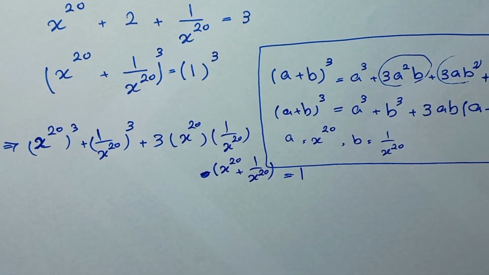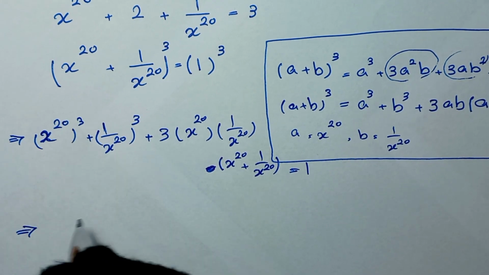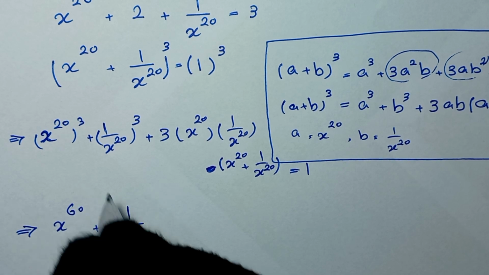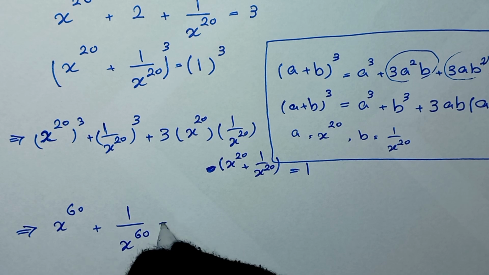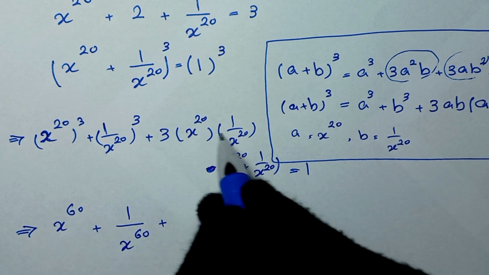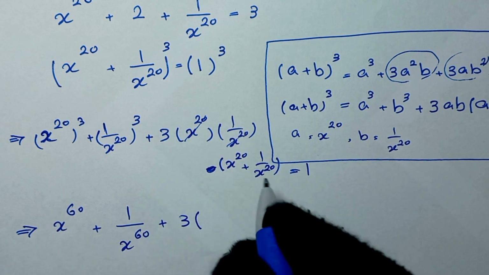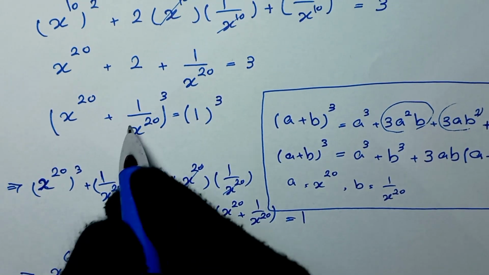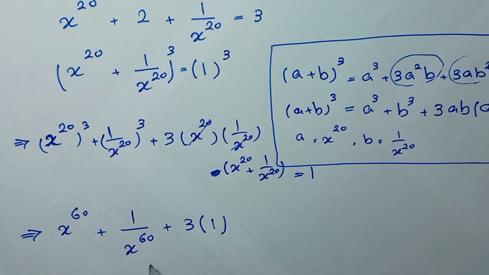Equal to 1. And it will be this to power of 3, it will be x to power of 60 plus 1 over x to power of 60 plus, in here, this times this will cancel this, and it will be 3 times x to power of 20 plus 1 over x to power of 20 from here is 1, right? So write this as 1 and is equal to 1.